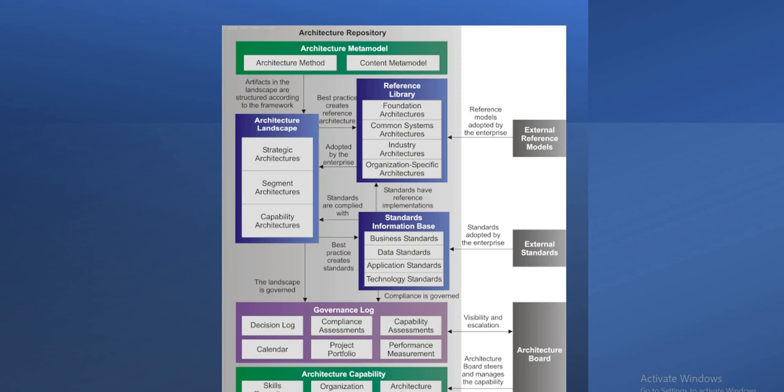Now the reference library holds fundamental common systems, which is the standard information base, SIB, that we discussed. Governance comes next, covering decision making, application capability assessment, project portfolio performance and the calendar. Then the architecture capability covers the skills repository, organization structure and resource availability from the architecture board point of view. These are external references, external standards and architecture boards.